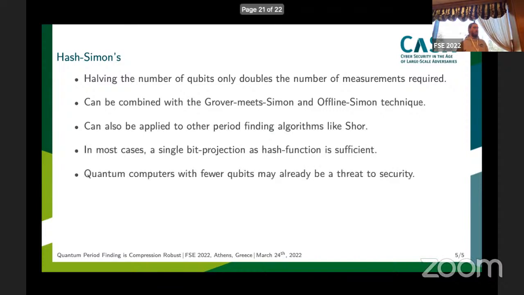To summarize our results in the light of security, quantum algorithms may be a threat to our security earlier and with fewer qubits, and we should prepare faster. Thank you for your attention.